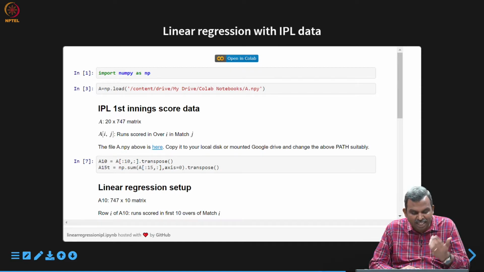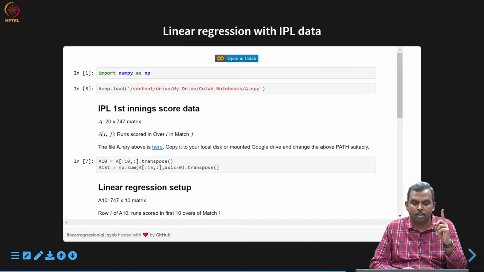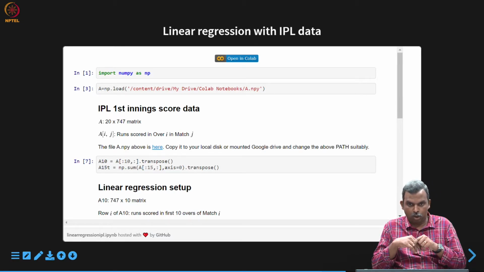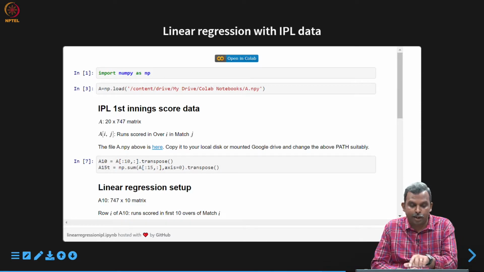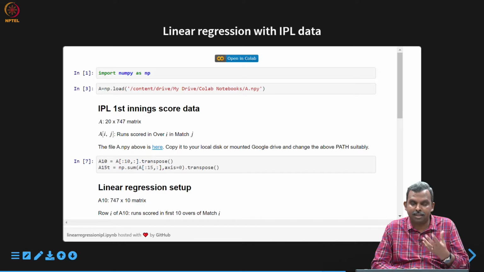And what is this 20 by 747? I'm going to take the number of runs scored in each over. Okay. So each column of A is one match. Okay. And the ith entry in the column is the number of runs scored in that over. Okay, there are 20 overs in an IPL match in the first innings. So, you look at the ith entry in a particular column, that would be the number of runs scored in the ith over. Okay. So, this file a.npy is a numpy saved file.